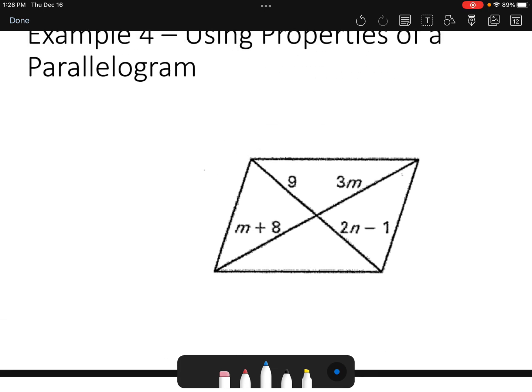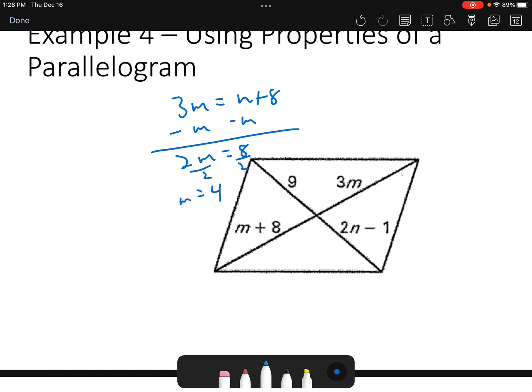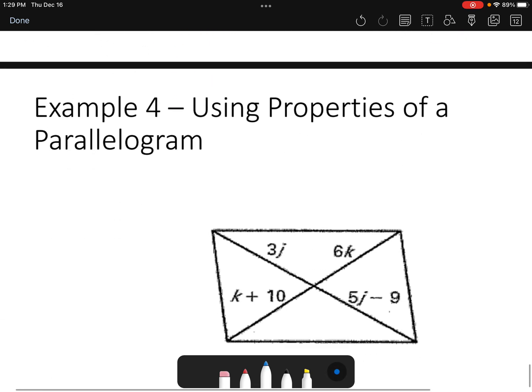Okay. Now we get diagonals. What do you know about the diagonals? Well, they bisect each other. So 3m equals m plus 8. Got to get the m's together. Subtract an m. You get 2m equals 8. So obviously, m has to be 8 divided by 2. 2n minus 1 is equal to 9. Add 1. 2n equals 10. So n is 5.